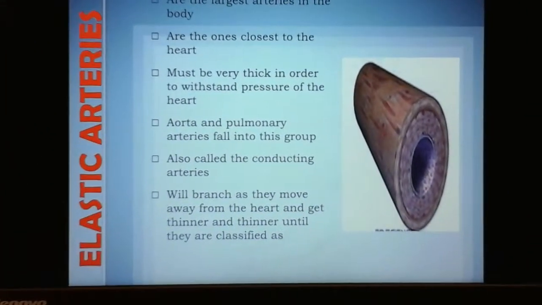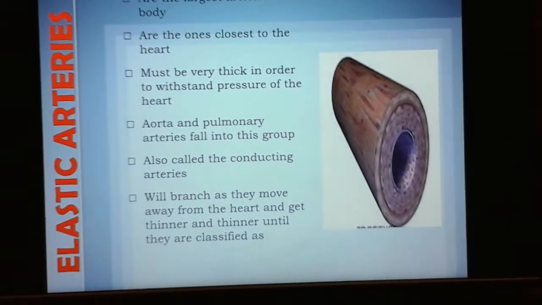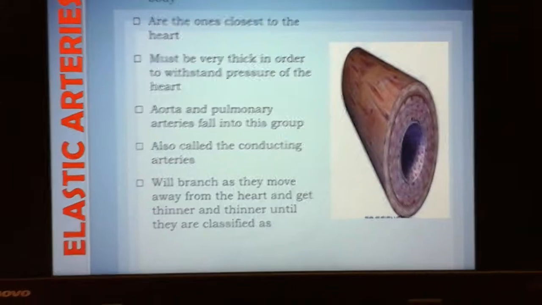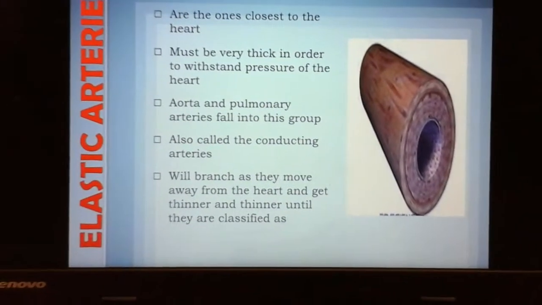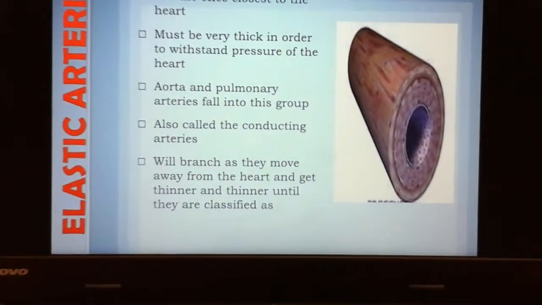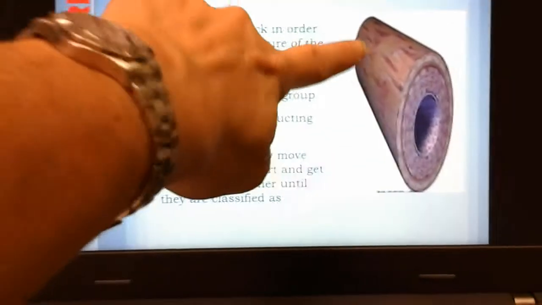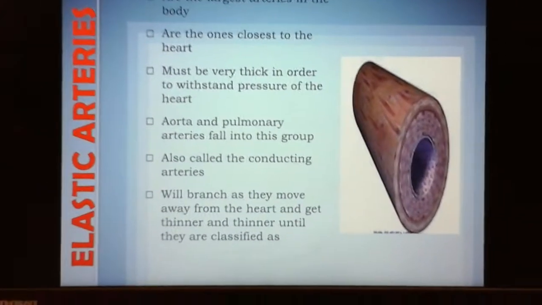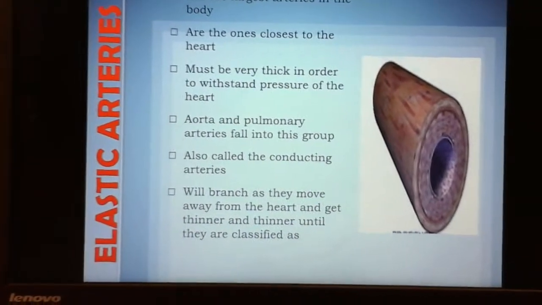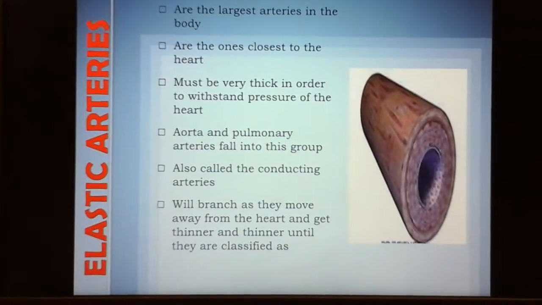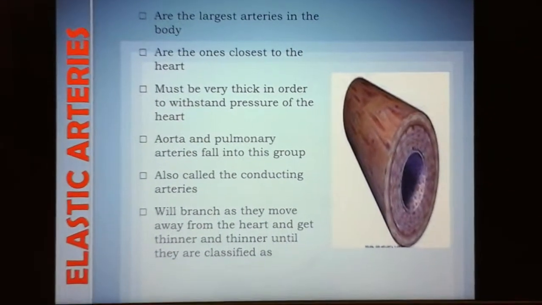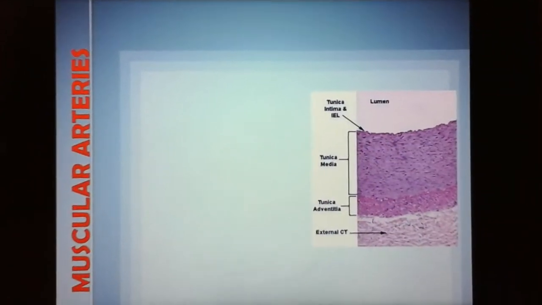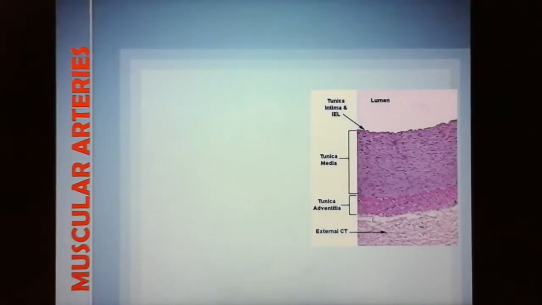And as they leave the heart, they're going to branch. And every time you branch, you get a little bit thinner and a little bit thinner. With lasers, they can actually measure the thickness of the different layers. And so when these guys branch enough, what starts to get thin first is the outside layer. As long as your tunica adventitia is a certain thickness, you're called an elastic artery. But once the tunica adventitia gets thin enough, it's now called a muscular artery.